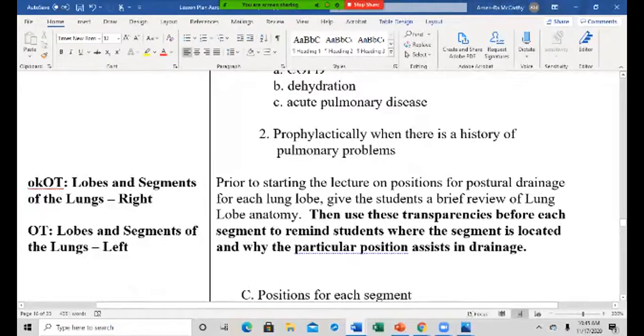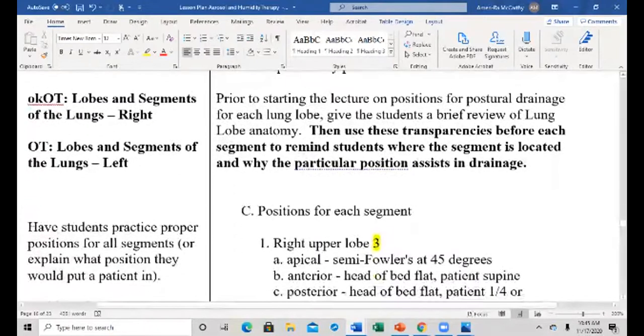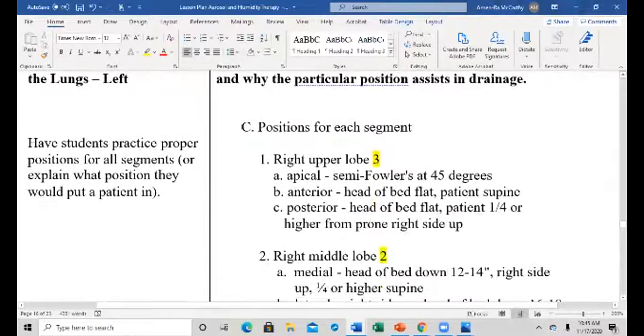All right, so like I said, it said remind you of the segment. So we've already done that. We just went over a video to remind you of those segments and make sure you memorize where those segments are and which lobe they pertain to. It wasn't just to know it for that test and that's it. You got to know it for your career, right? So go back and study that very well tonight. All right, here are the positions for each segment.